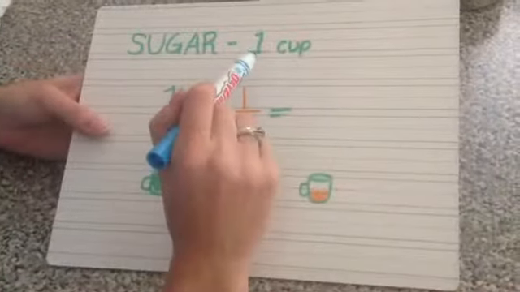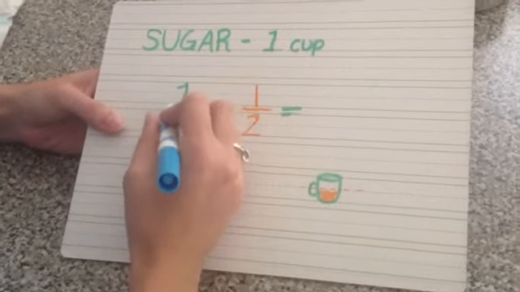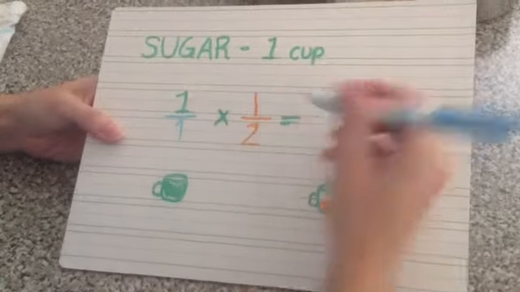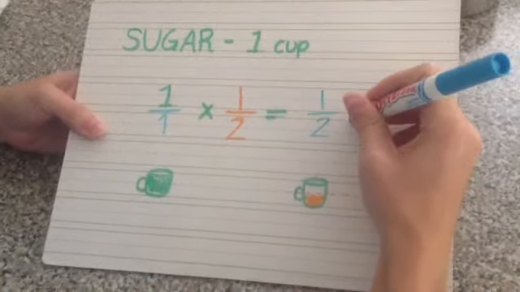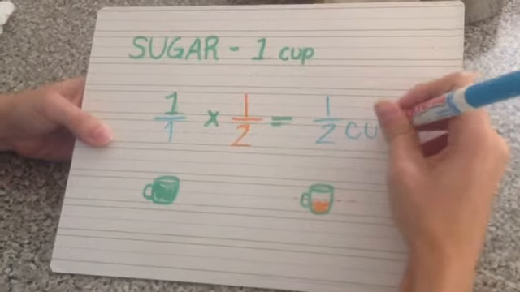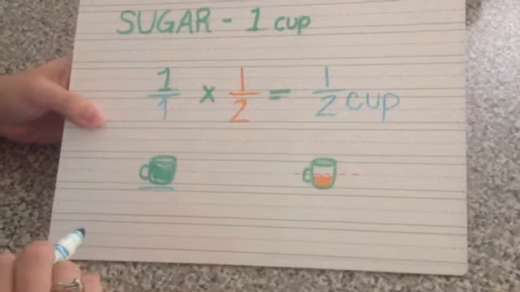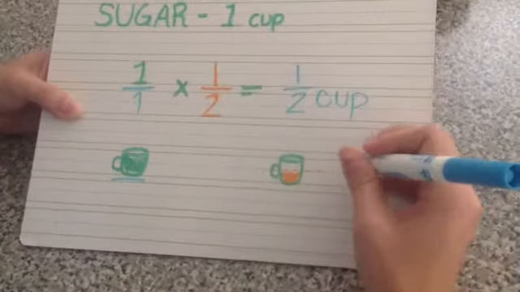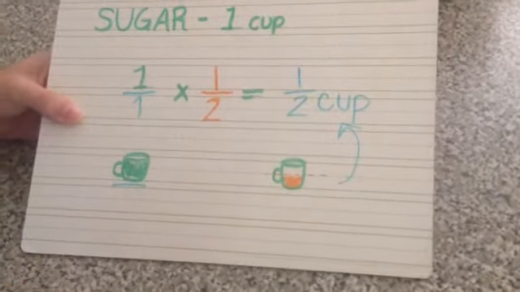Sugar originally called for 1 cup for this recipe, but since we're cutting it in half, we'll do 1 over 1 like we did earlier, and then we multiply it out. 1 times 1 is 1, 1 times 2 is 2. So now we just need 1/2 cup. If you look at the picture, we start off with 1 cup full of sugar. If you draw out half of it, we see that we only have 1/2 cup. So like before, we only need 1/2 cup for our recipe now.